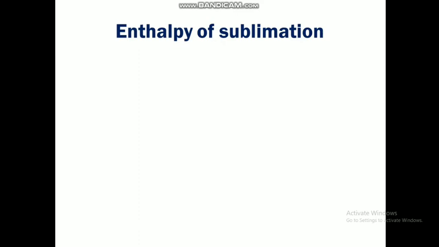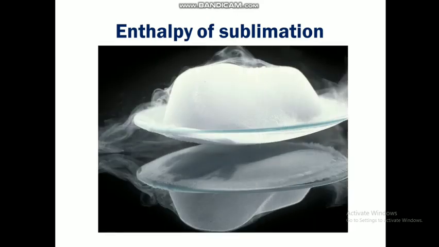Next is the enthalpy of sublimation. I hope you all know what sublimation is. Sublimation is a process where a solid is directly converted to gaseous form. It does not come to the liquid state. In the case of ice, if we heat it, first it will come to the liquid state, then it becomes vapor. But in sublimation, that intermediate state is gone. Directly the solid particle is converted to gaseous form.